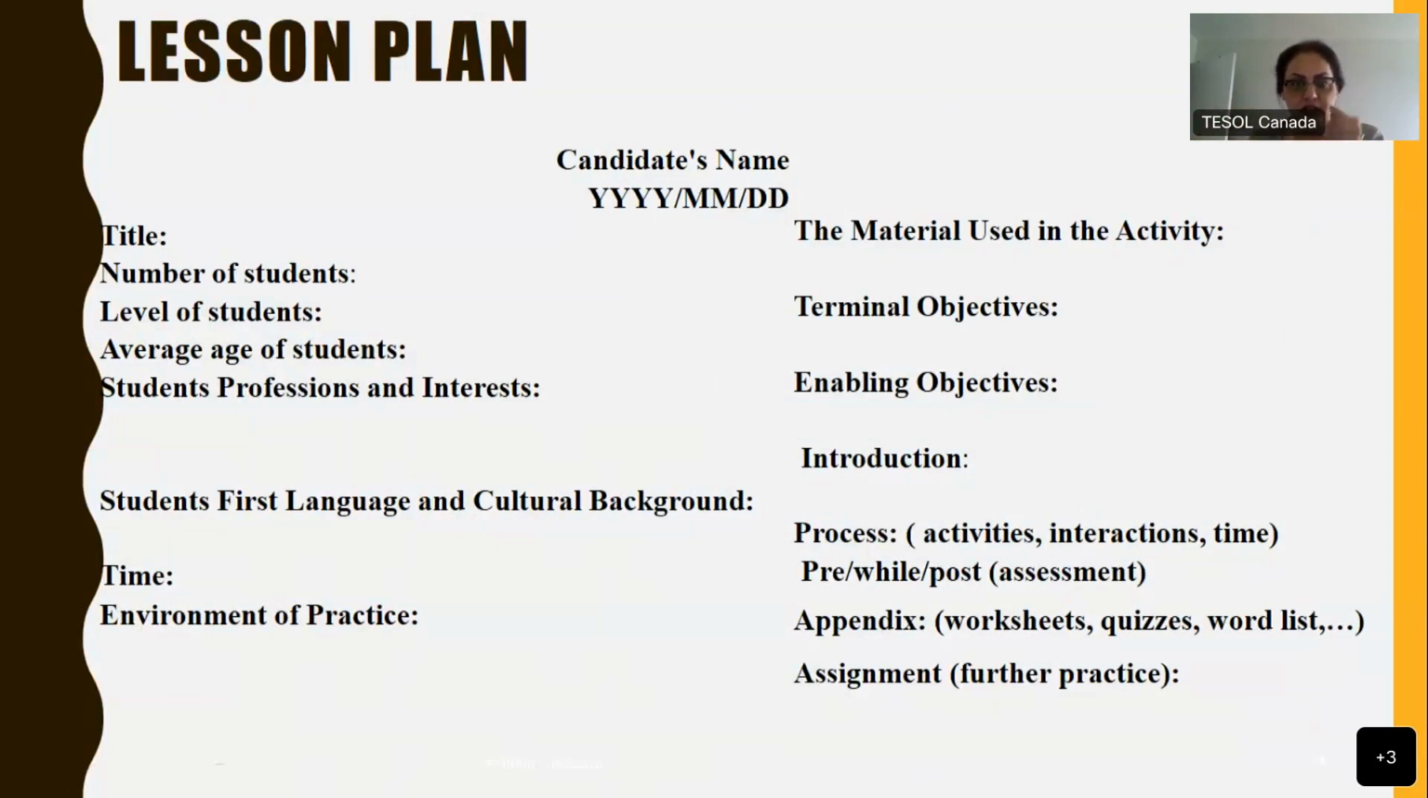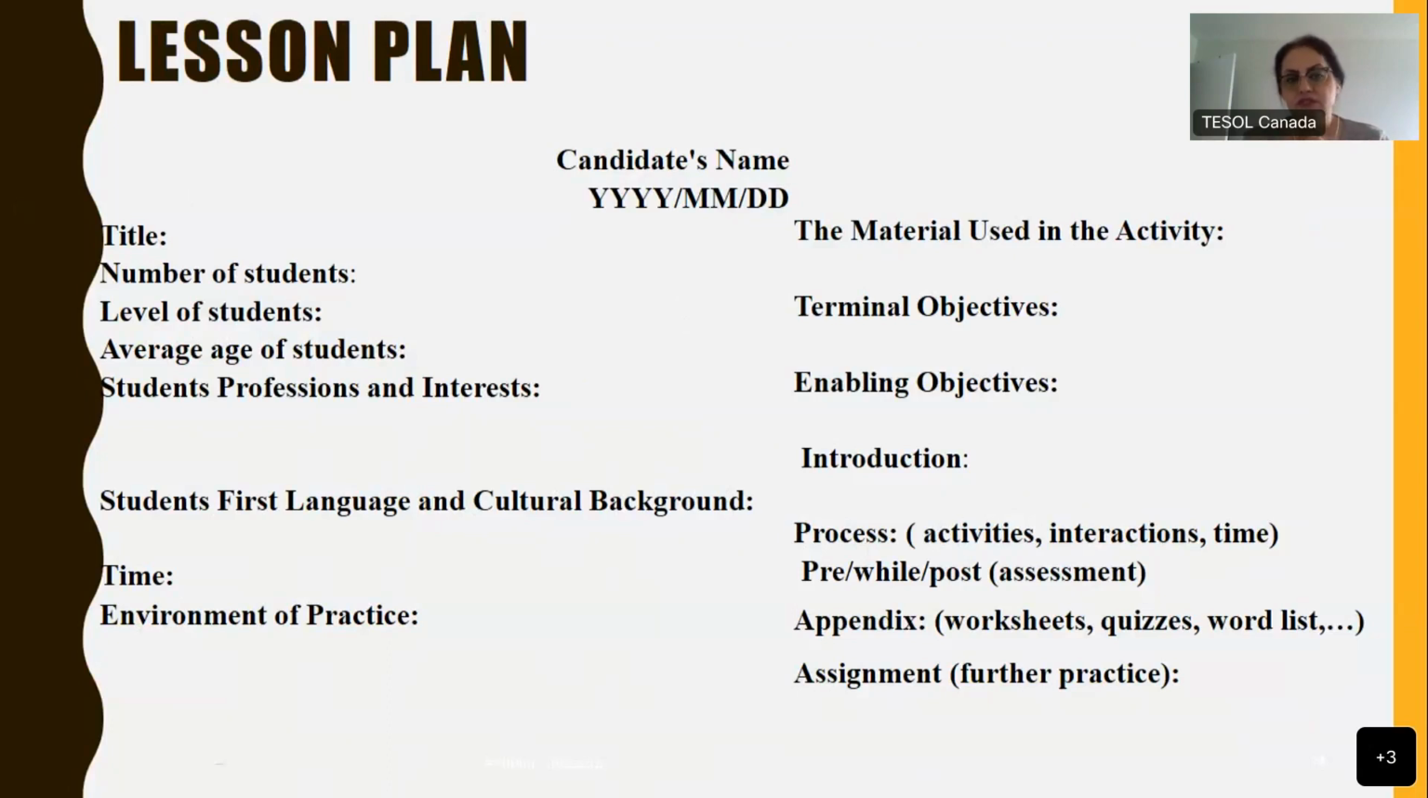What's the title? Job interview, or working in a bank, or retirement. So what topic, what title does the whole lesson go around? Then, this lesson plan is for how many students? Is it for 4 students, 5 students, 6 students, 7 students?